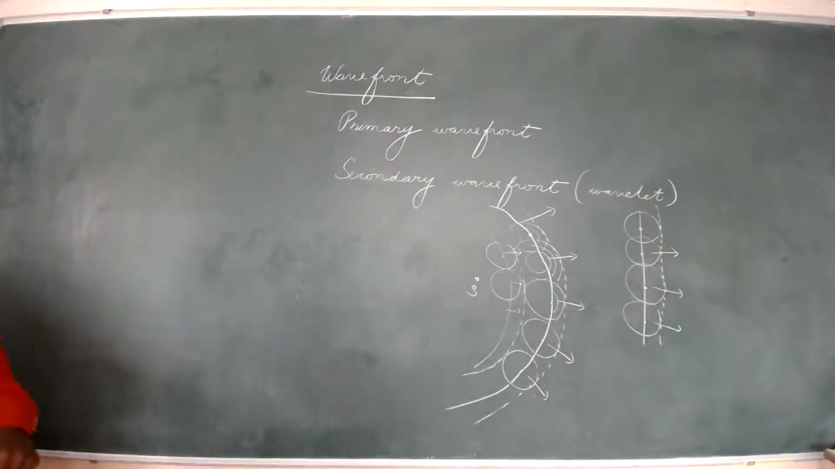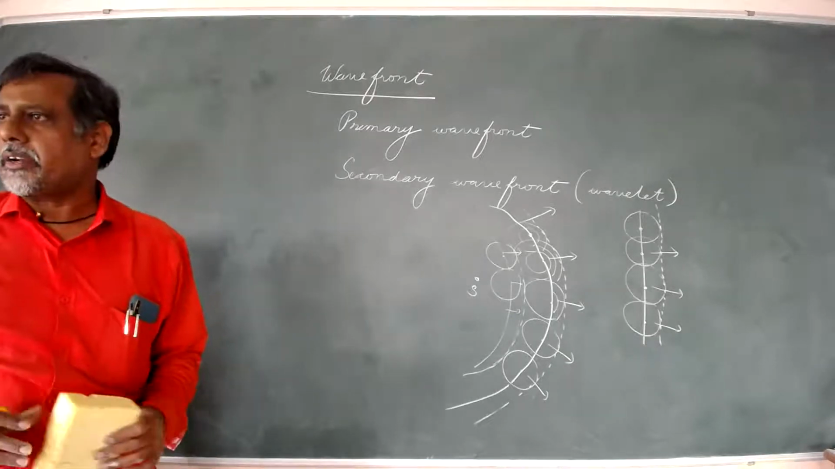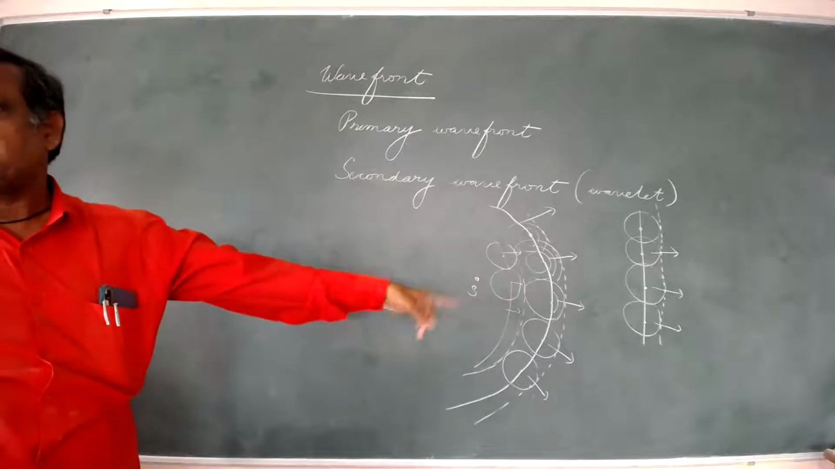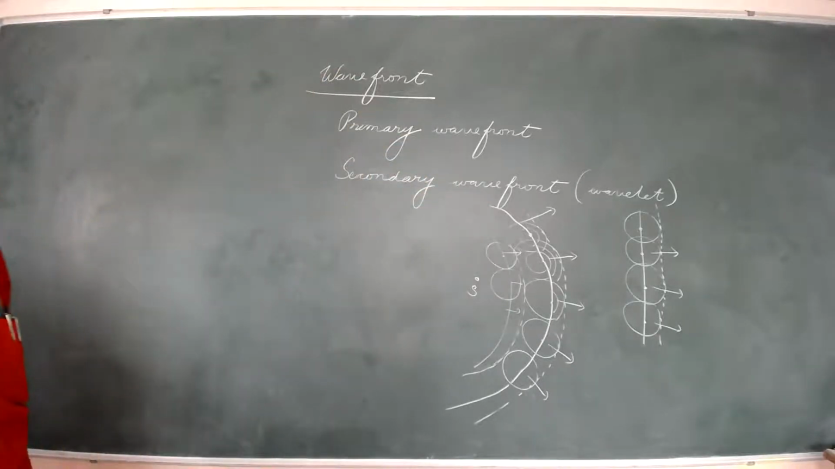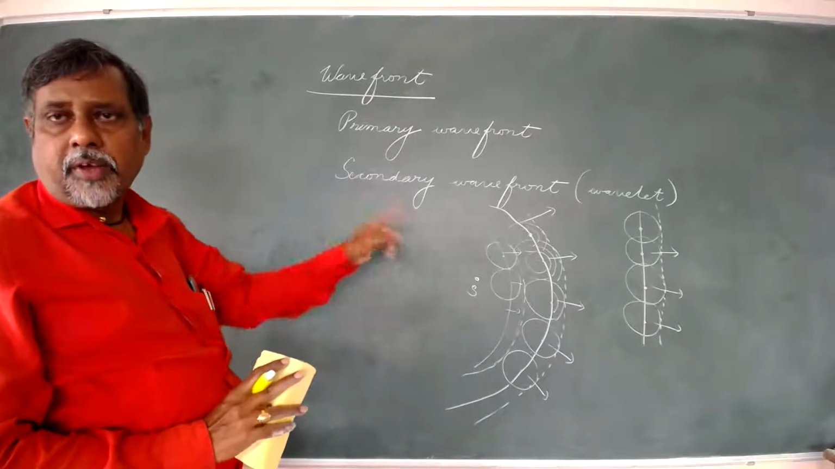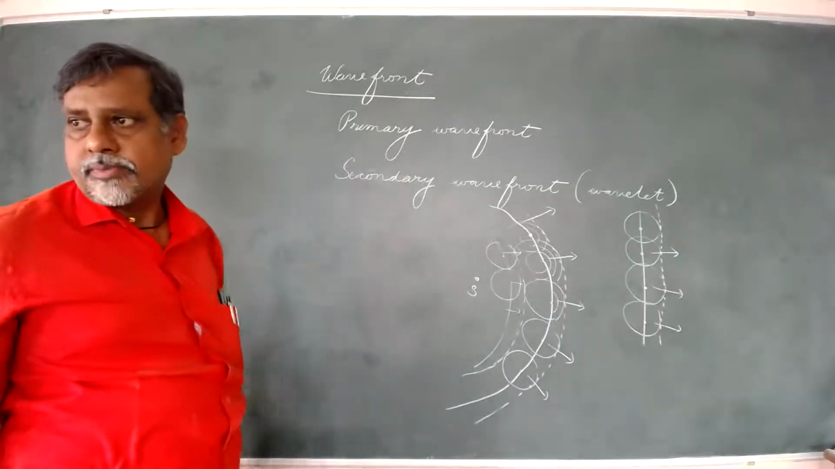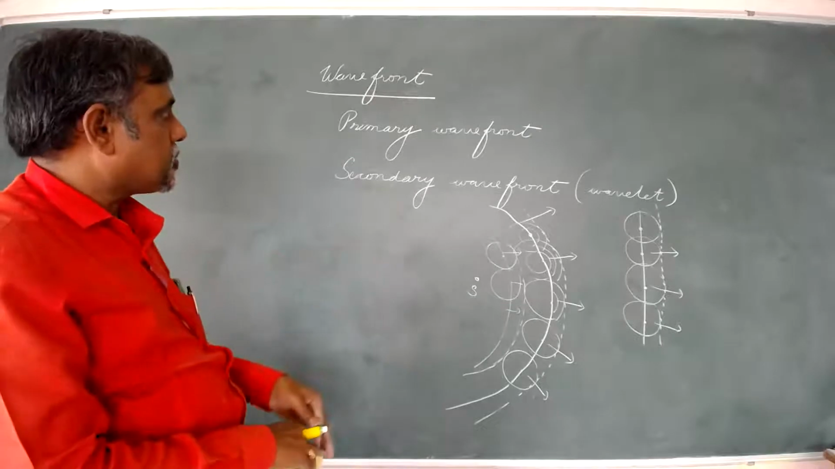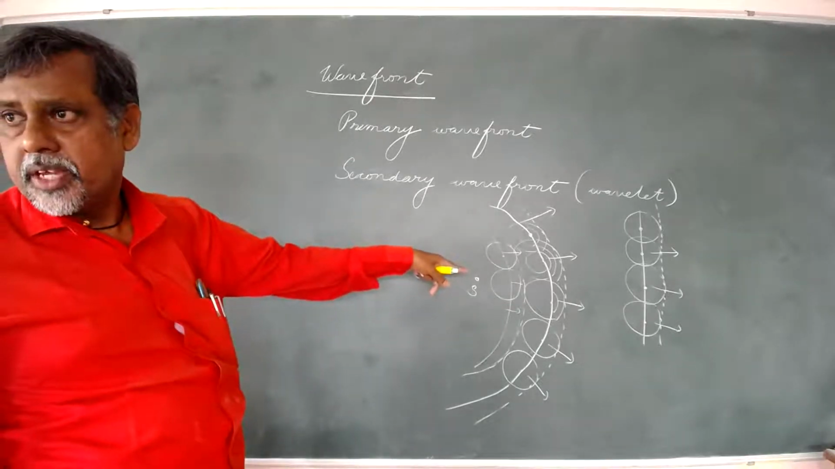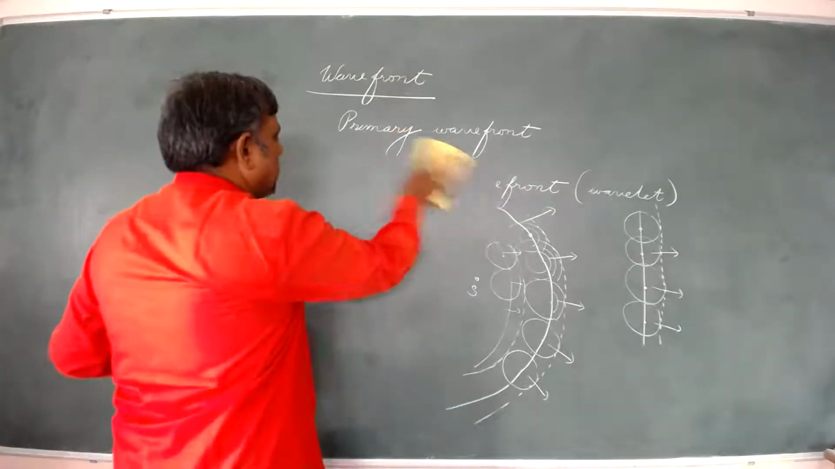Ultimately, in space, the complete propagation of light takes place by the combination of primary wavefronts and secondary wavelets. Understood? So this is the concept of wavefront. Are you clear with this point? Yes or no? Yes. Now coming to the next thing.